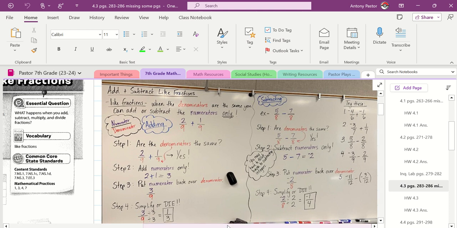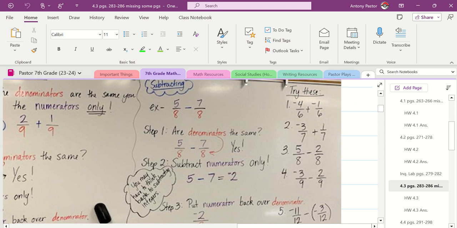And then subtracting is the exact same thing. You need to make sure that both are like fractions. Then you're going to subtract numerators only. And if you can simplify, please simplify. And remember that we talked about negative integers. In this case, we have 5/8 minus 7/8. Yeah, we're going to have to take 7 from 5, which will make -2.